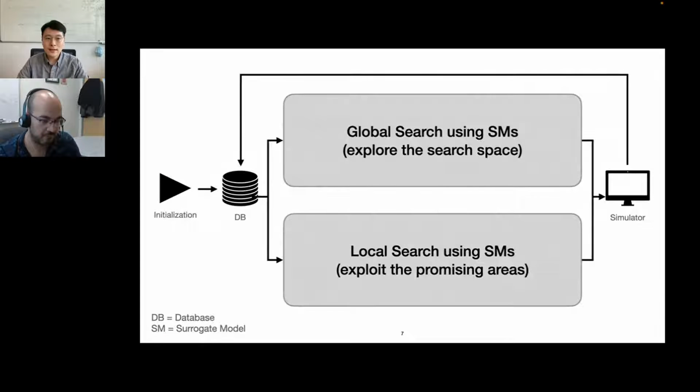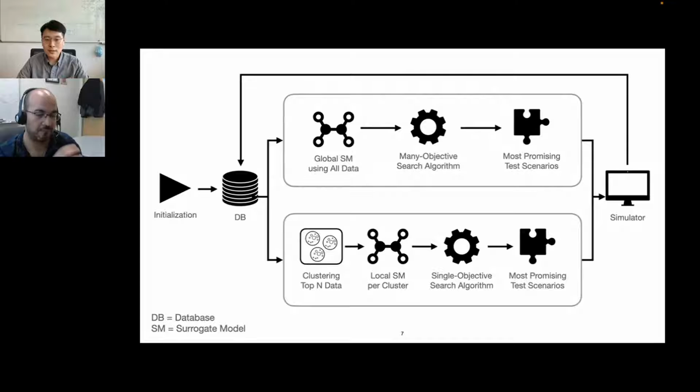On top of that, following the state of the art, we leverage two search phases, global search and local search. Briefly speaking, global search first explores the search space, and then the local search exploits the promising areas found by the global search. Unlike the global search that uses all the data points in the database, a local search begins with clustering the top n data points in the database, and then generates one surrogate model per cluster. This allows the local search to better exploit the most promising candidates in a very specific area.